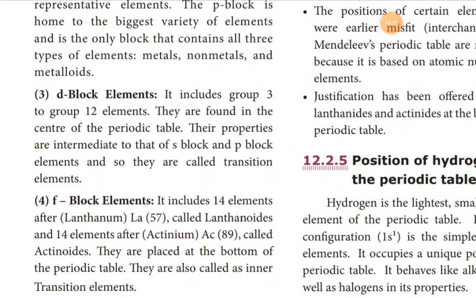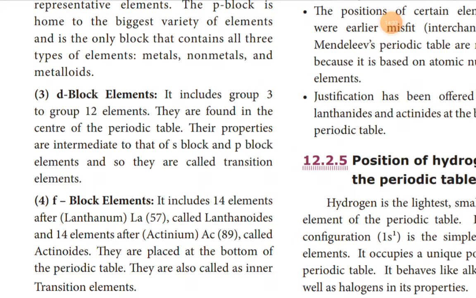The next group is the F block. F block elements include 14 elements after lanthanum, atomic number 57, called lanthanides, and 14 elements after actinium, atomic number 89, called actinides. They are actually placed at the bottom of the periodic table. They are also called inner transition elements.